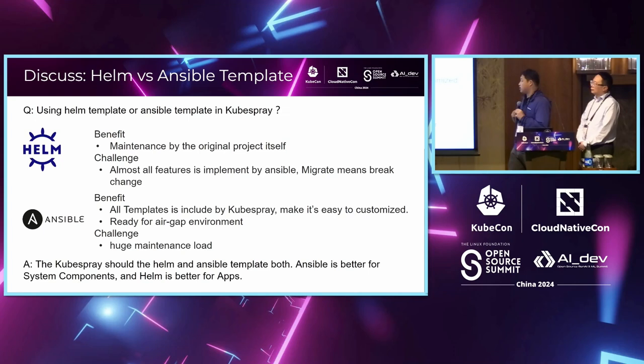And the benefit of Ansible is that it is our template in Kubespray. It's ready for air-gapped environments. It's an important feature of Kubespray. But the challenge is that there is a huge maintenance workload. So the next step for Kubespray is that we want to make some add-ons with Helm, such as ArgoCD or other app layer add-ons, and for the low layer, such as CNI, we still use Ansible.